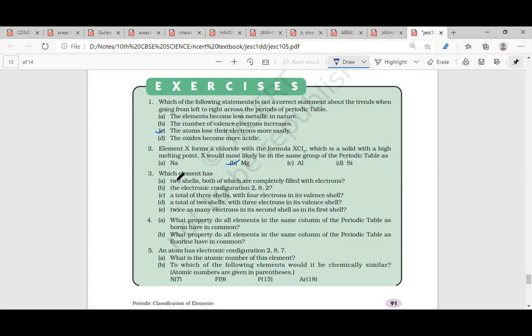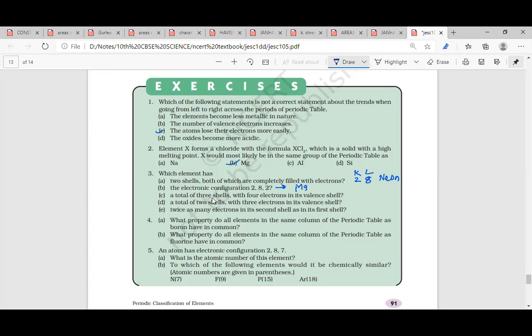Which element has 2 shells, both of which are completely filled with electrons? 2 shells, that means K and L. K is completely filled with 2, and L is also completely filled with 8. That means it is Neon. So 2,8 is neon. Electronic configuration 2,8,2 is Magnesium.